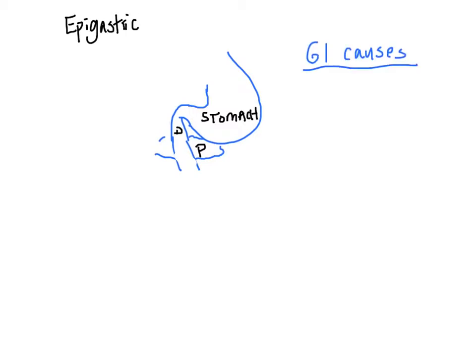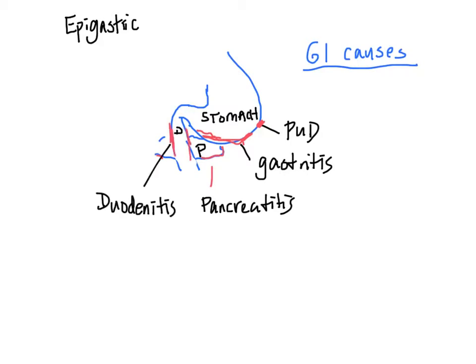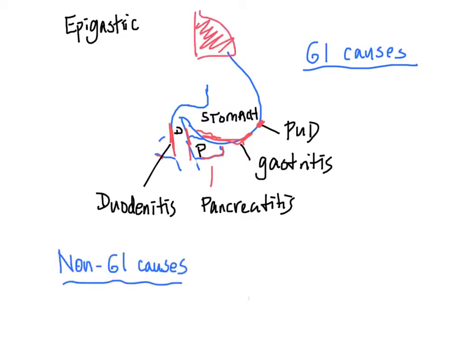Next is the epigastric area. What lives here? The stomach, the duodenum, the pancreas behind the stomach. So what should be the GI causes of pain? From the stomach, it could be peptic ulcer disease, gastritis, pancreatitis, and duodenitis. What about non-GI causes? What's adjacent to this area? The heart sits right above this area. Therefore, any cardiac conditions such as ischemia and MI can produce pain in the epigastric area. Don't be fooled just because the pain is a little lower than expected.